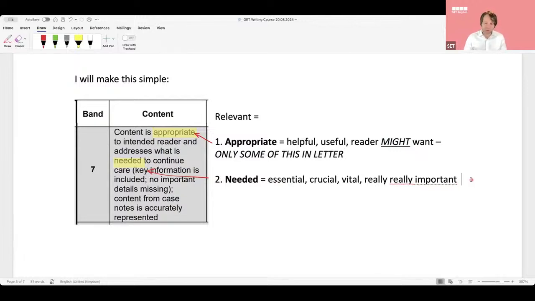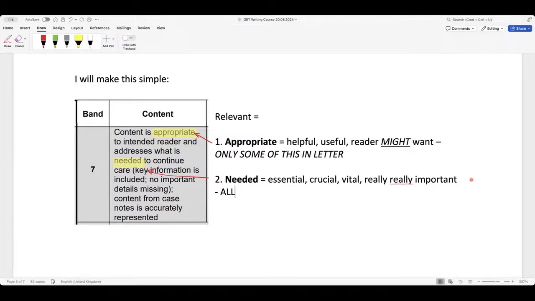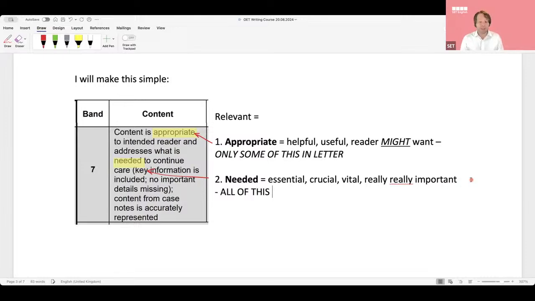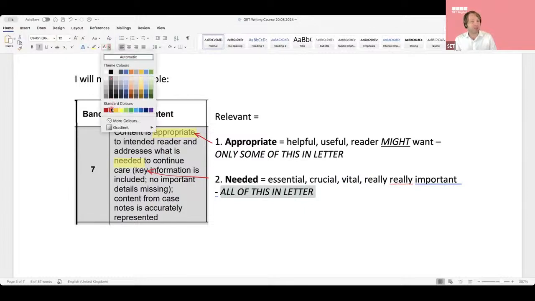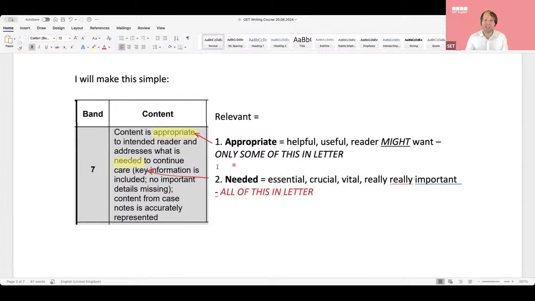Carmen, should I have all of this or only some of this? What do you all think? Depends. I think only what is related to the patient's condition, maybe. Or no, you've got to have all of this in the letter, okay? It's crucial, Carmen. It's vital. Someone might die without it, or some big problem might happen. Does that make sense, guys? So when we're choosing case notes, we need all of the needed, but only some of what is appropriate, okay?